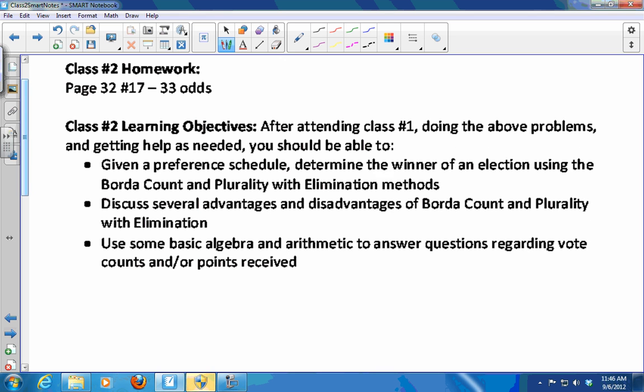All right, so your homework for class 2, it's page 32, 17 to 33 odd. And I finished way fast.